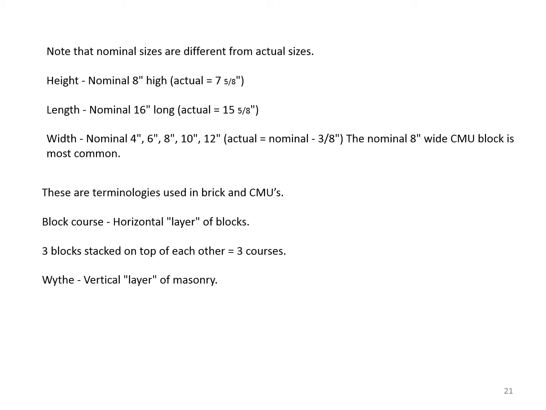There are also terminologies used for brick and CMUs that you need to be familiar with. When we say a block course, we are talking about a horizontal layer of blocks. 3 blocks stacked on top of each other are referred to as 3 courses. When we say width, we are talking about the vertical layer of masonry.